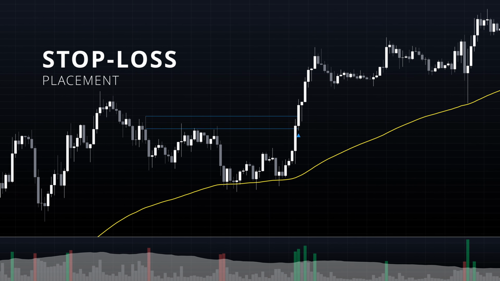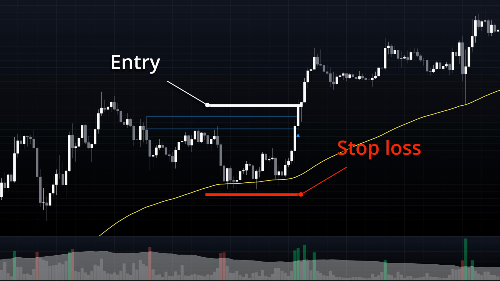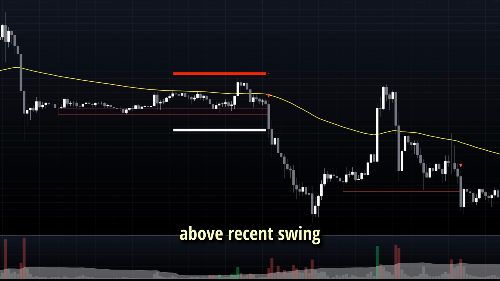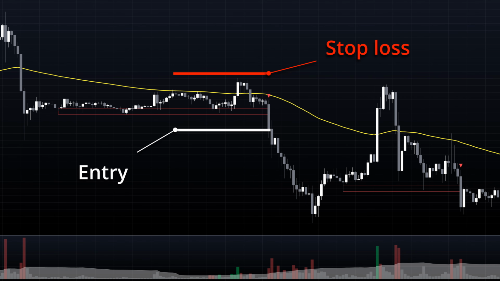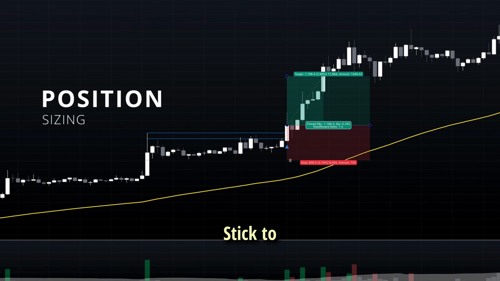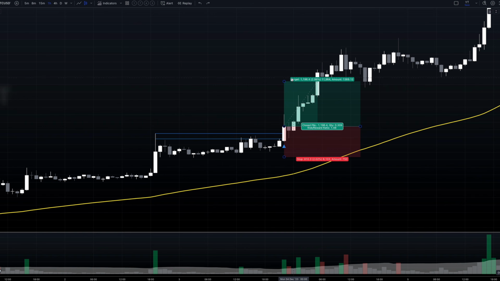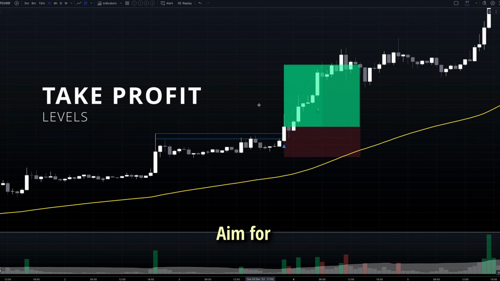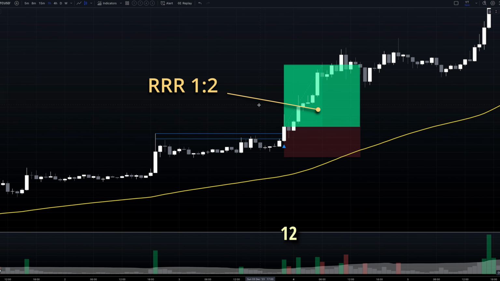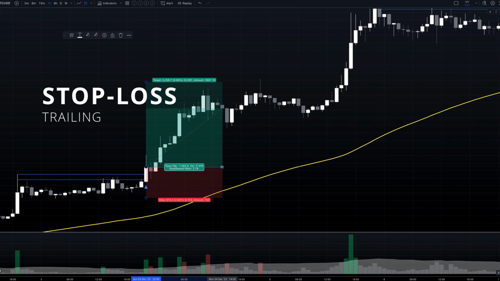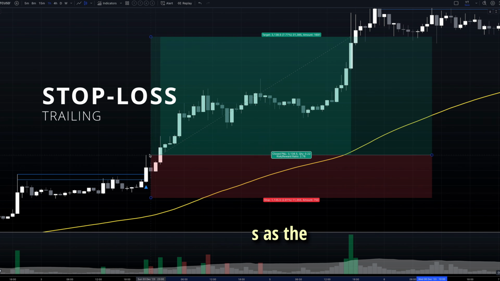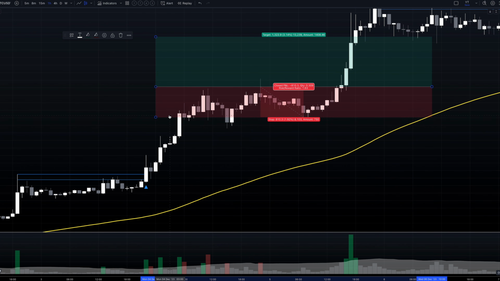Use stop losses. Place them below recent swing lows for longs, above recent swing highs for shorts. Mind your position sizing. Stick to risking 1 to 2% of your capital per trade. Set take profit levels. Aim for a risk-reward ratio of at least 1.2. Consider trailing stops. These can help lock in profits as the trade moves in your favor.